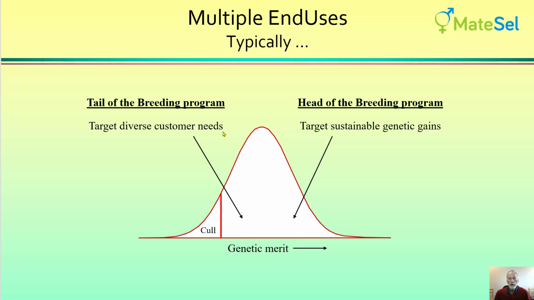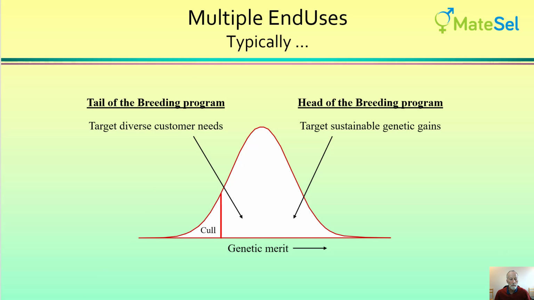A simple way of looking at multiple end uses is to consider genetic merit of the candidates on a single scale. There's a truncation, which of course in real life would be optimal contributions, but just for representation, some individuals are culled. The head of the breeding program is targeted very much at your nucleus gains. With the tail of the breeding program, we take the opportunity to diversify the matings and selections in such a way that we have a better opportunity to satisfy customer needs. And yet, of course, matings made at this end of the distribution may well end up providing progeny that are used for selection into the nucleus.